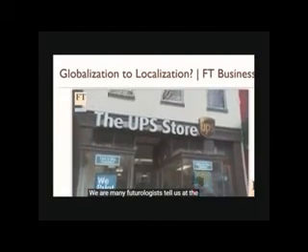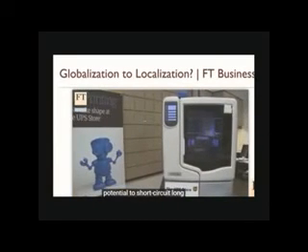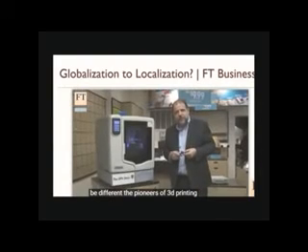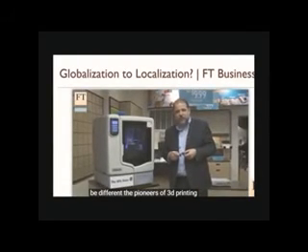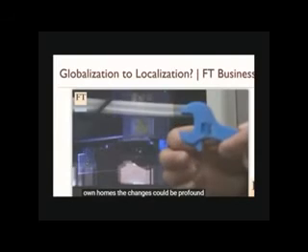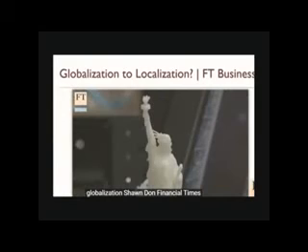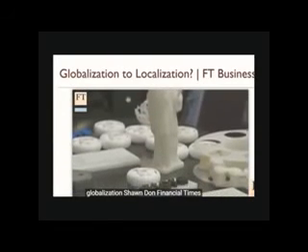We are, many futurologists tell us, at the beginning of another wave of innovation that is going to upend global trade patterns yet again. 3D printing has the potential to short-circuit long international supply chains. This could be different. The pioneers of 3D printing are making it possible for us to order goods on our phones or on our tablets, and for us to manufacture them in our own homes. The changes could be profound. Think localization rather than globalization. Sean Donnan, Financial Times, Washington.